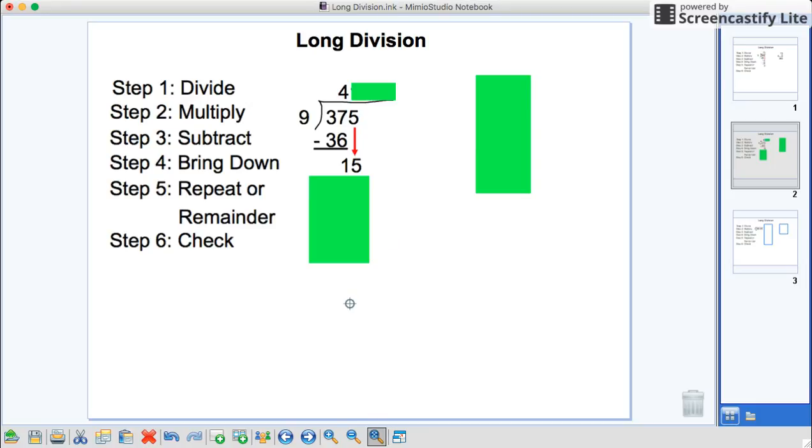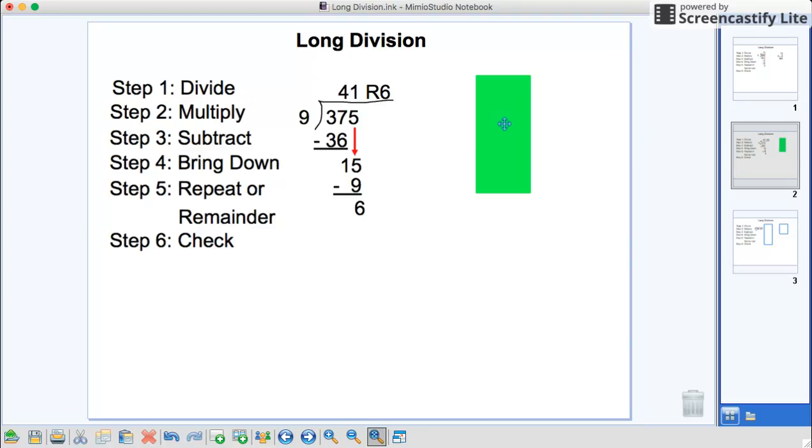My 5. How many 9s can I get out of 15? Well, I can, undo that. I can only get 1. So 1 times 9 is 9. 15 minus 9 is going to give me 6. So I bring my 6 up here to make a remainder of 6.